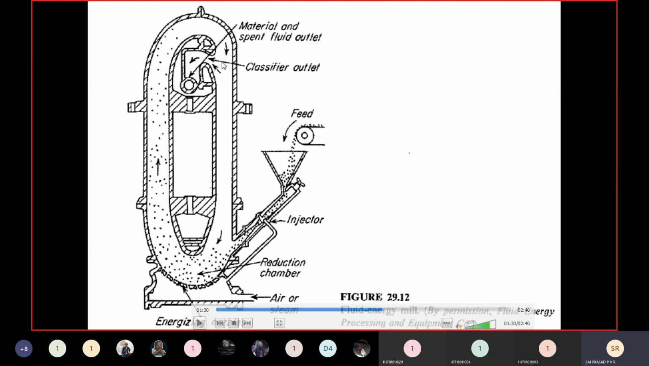The entire setup is in the form of a pipeline which is present in a loop. Okay, so it is a loop, an oval shape. So first step is what? Air or steam is sent from the bottom. High pressure air or steam, approximately 10 atmosphere steam, is sent from the bottom.